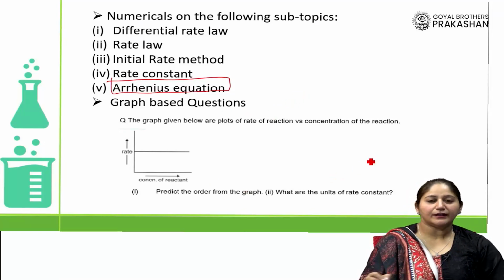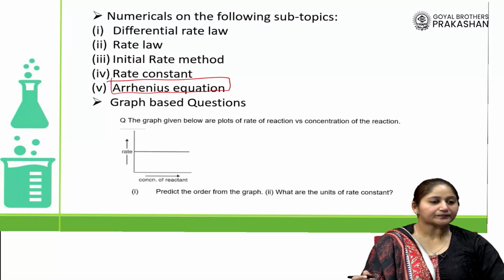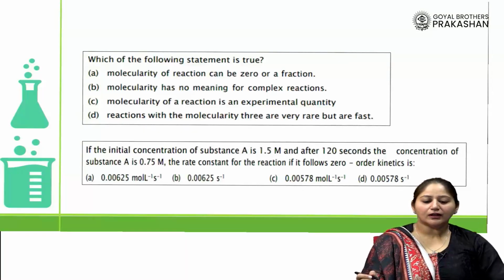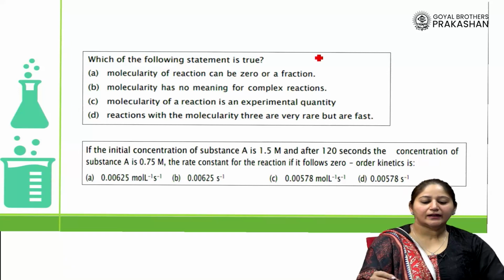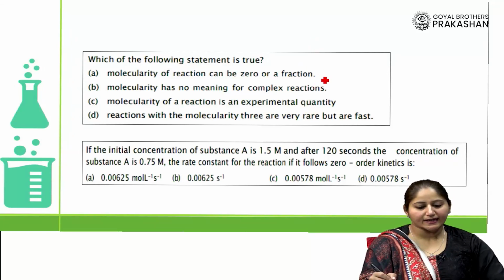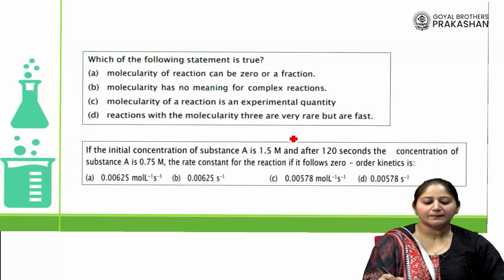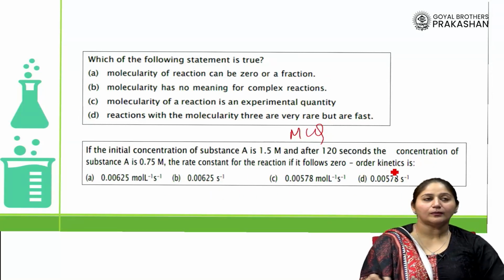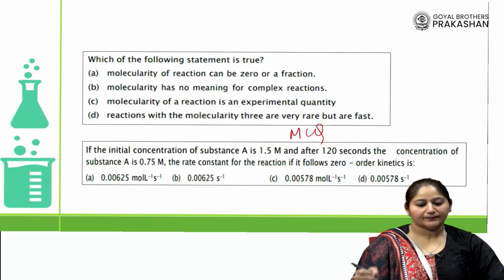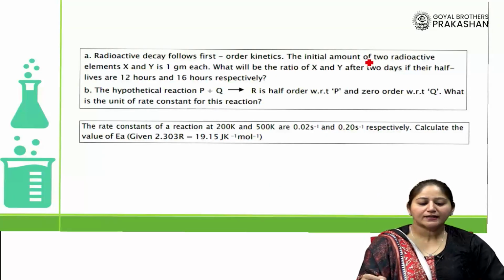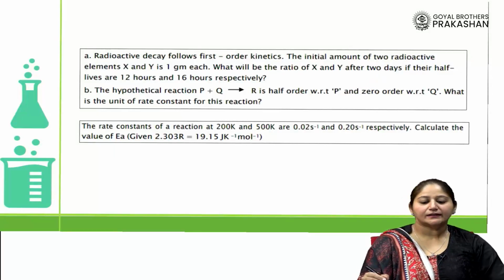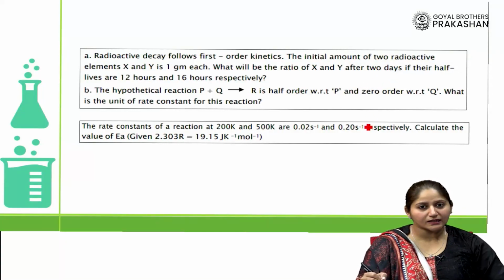Graph based questions do come from the chemical kinetics chapter. For example, one I have shown here on the screen. Then when we talk about the sample question paper, a multiple choice question is given from chemical kinetics as well, and not only that, a multiple choice question is given in the form of a numerical as well. Then as you can see here, there are two more questions which are 2 marker questions. They are numericals from chemical kinetics, right?